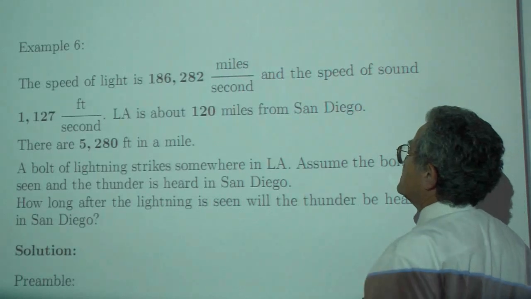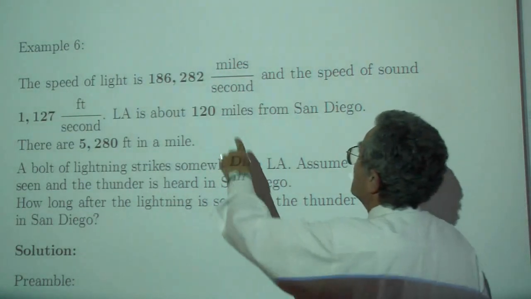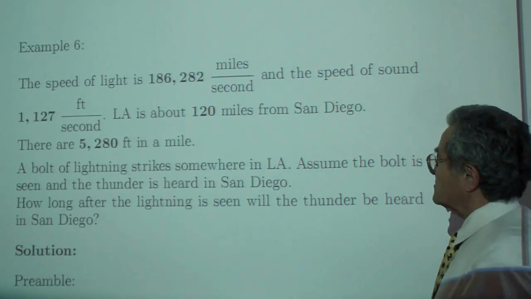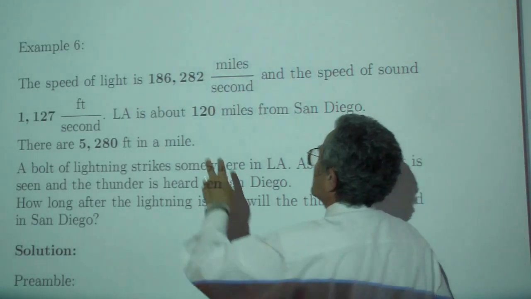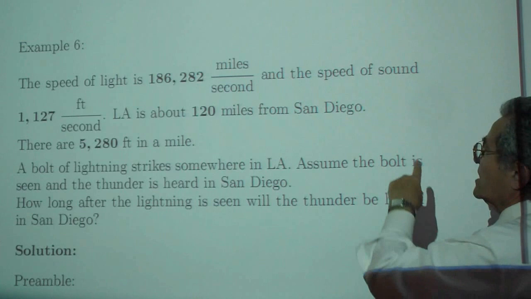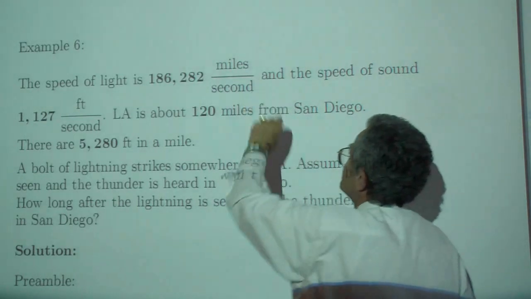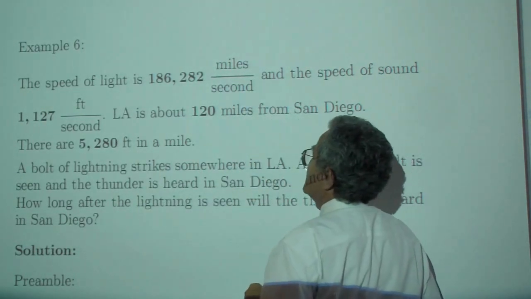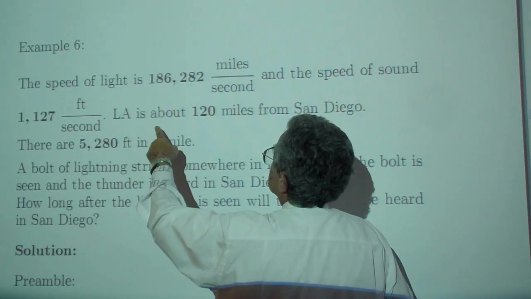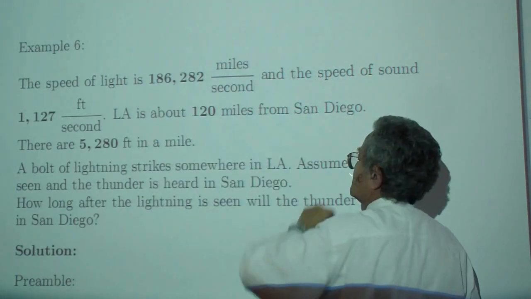Another example. The speed of light is 186,282 miles per second. Make sure you don't forget the 282 miles per second. Okay? I'm sure you can do it that closely. Most authors would probably have made it 186,000. That's usually good enough. Okay, the speed of sound is 1,127 feet per second. Be careful. Miles per second and feet per second. You need to know that there are 5,280 feet in a mile, and LA, Los Angeles, is about 120 miles from San Diego.